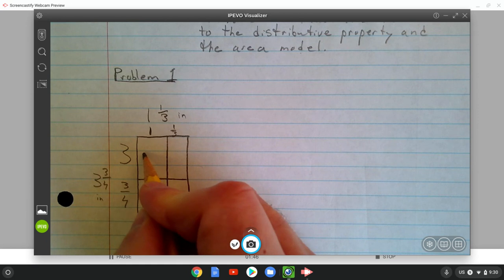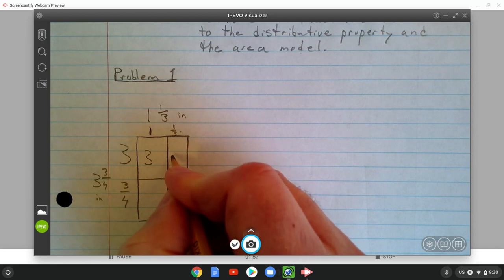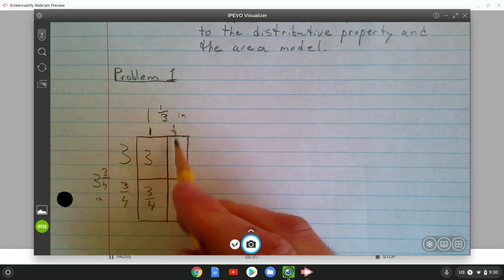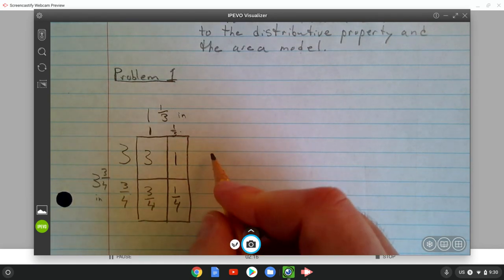Okay, so 1 times 3 is 3, so that's 3 square inches. 3 times 1/3, that's 3 divided by 3, that's 1. 3/4 times 1 is 3/4. These are all square inches now. I just don't have room to label them. 3/4 times 1/3 is 3/12. 3/12 is 1/4. Okay, and then we would just add those up, right?